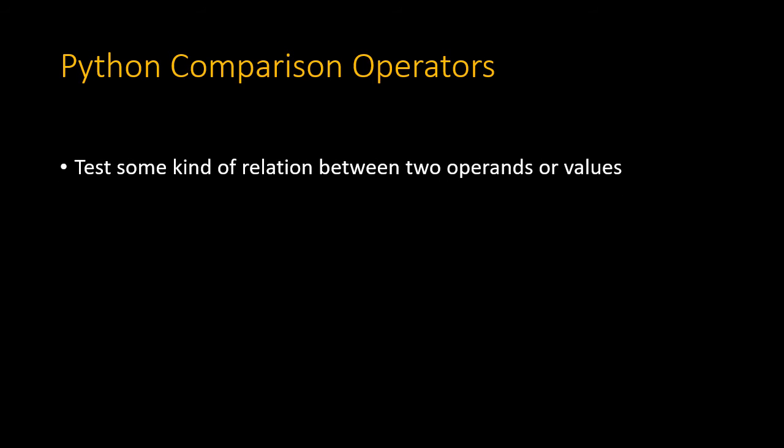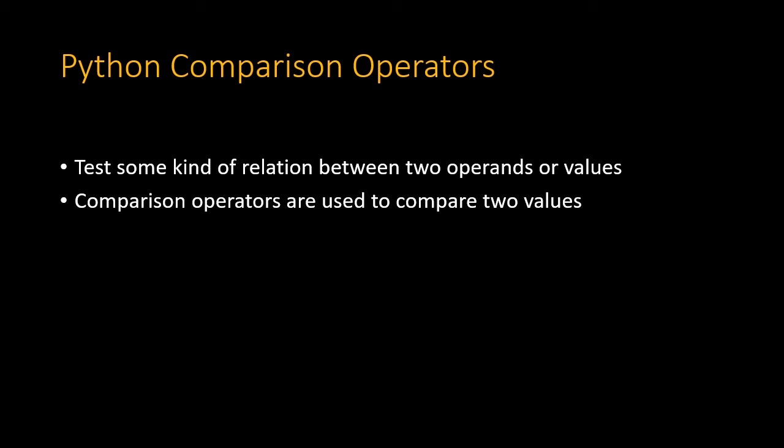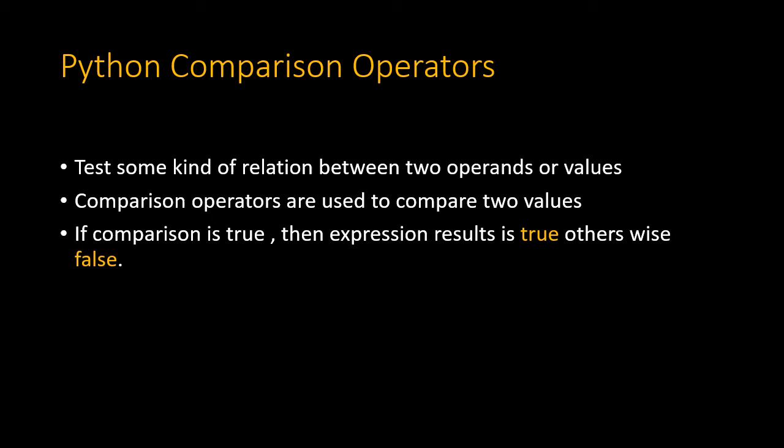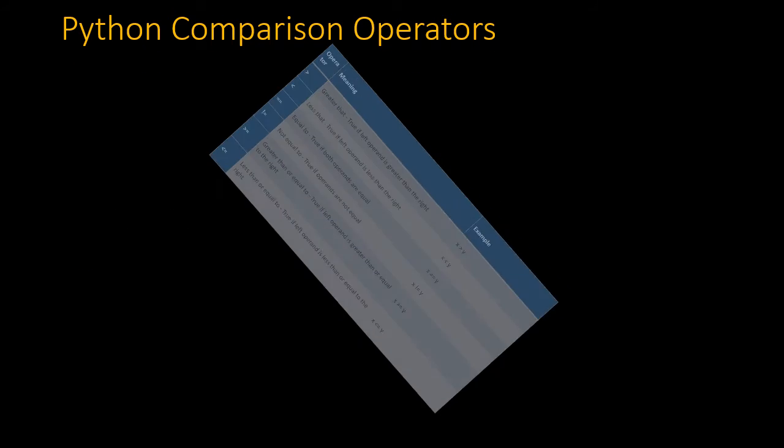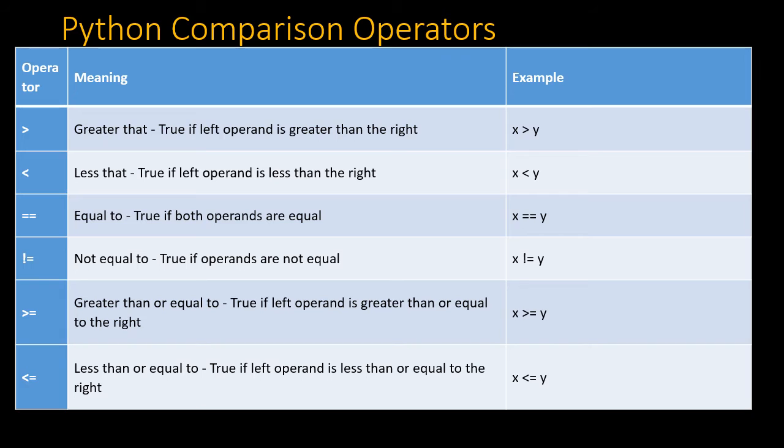Comparison operators are used to compare two operands or values. While we compare two values, if the condition holds, for example both are equal, it will return true, otherwise it will return false. So the comparison operators are greater than, less than, double equal to check whether both values are equal or not, not equal, greater than or equal, and less than or equal. They always return boolean values, true or false only. False indicates 0 and true indicates 1.